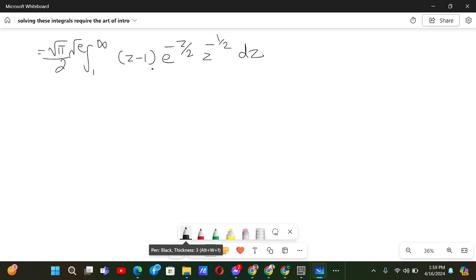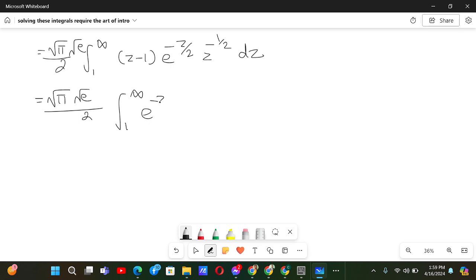This time, earlier we didn't have a variable over here, just a number, but now we also have a variable, and that might make our work slightly longer. We have to be careful about that. So we have g to the power 1 by 2 minus e to the power minus g by 2, g to the power minus 1 by 2 dg.